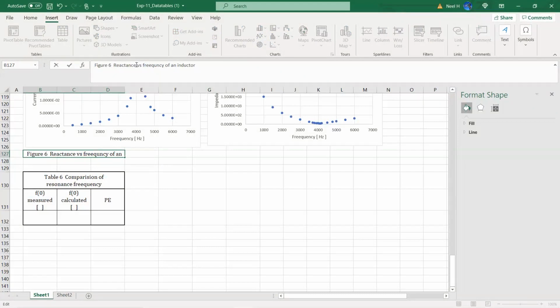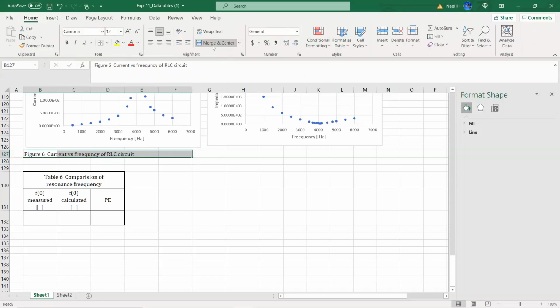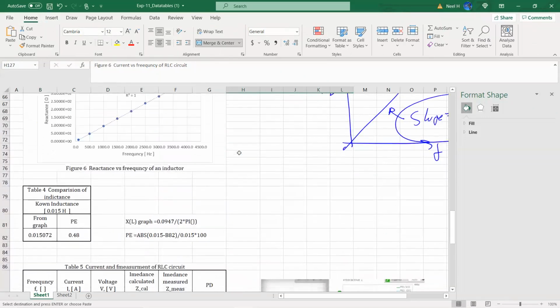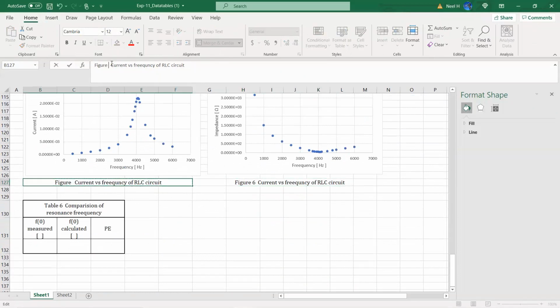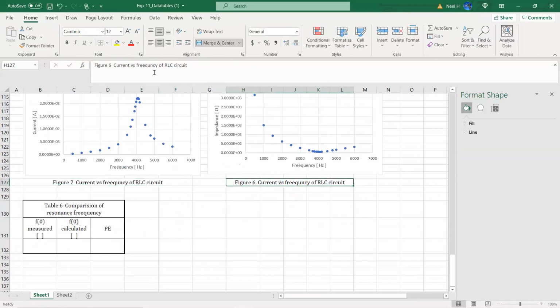It's going to be current versus frequency of RLC circuit. And the other one, this is 7. This next one should be 8. This one should be figure number 8. That should then be impedance versus frequency.